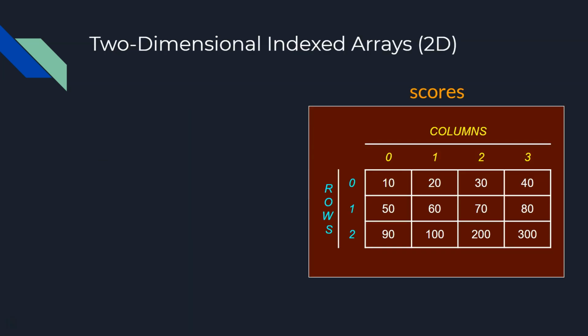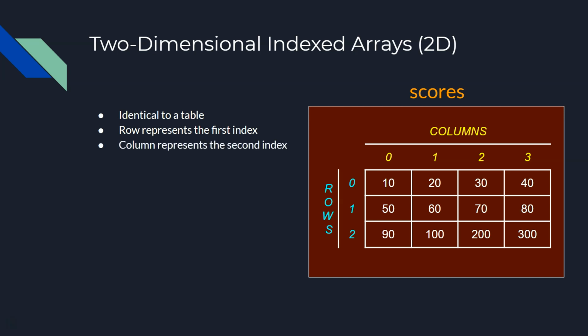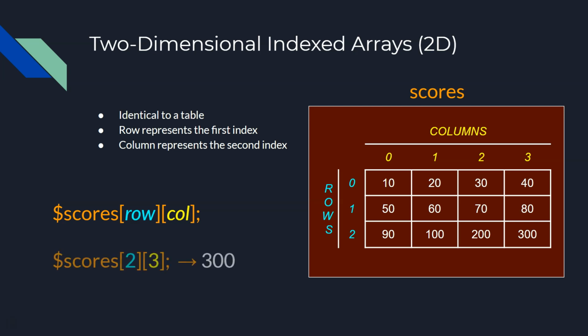So here is the 2D table. As you saw in the other videos, it is identical to a table. The first index represents the row, the second represents the column, and this is how you would code it to access the data. You write scores followed by the first index, and then another bracket for the second index to represent the column. If I want to get the value 300, I would reference index 2 for the row, index 3 for the column, and I get 300.